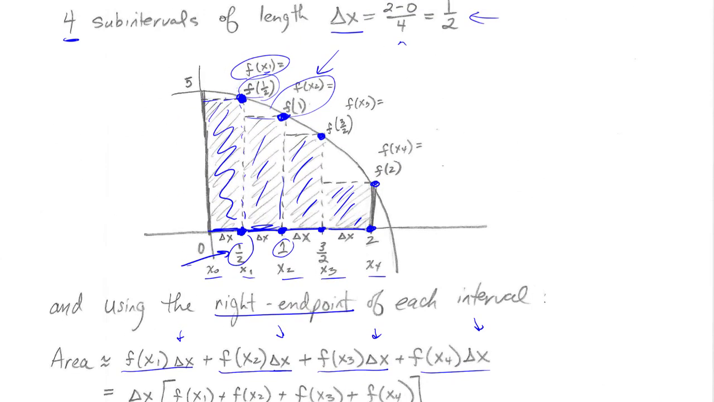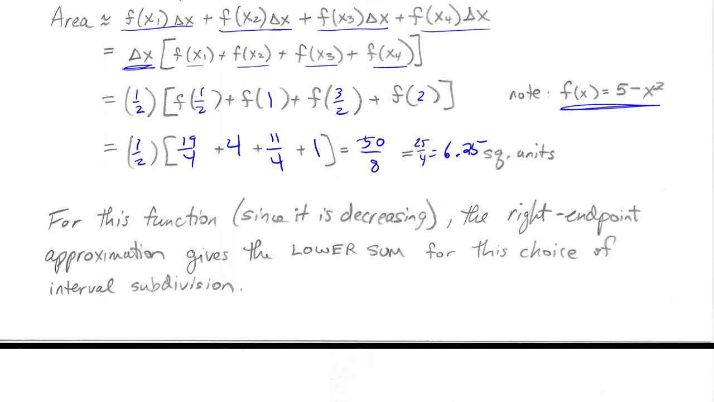But look at this. This function is decreasing, right? This function is decreasing because it's going down like that. It's always decreasing. So all these rectangles are falling short of the function. So we're obviously underestimating. So for this function, since it's decreasing, the right endpoint approximation gives a lower sum for this choice of interval subdivision. So this is the lowest sum we would get, the lowest approximation we would get from using right endpoints. Well, we don't have to use a right endpoint. We can try another way.